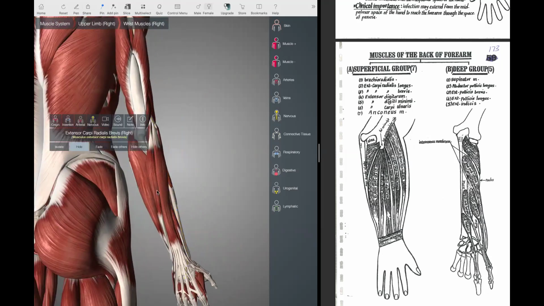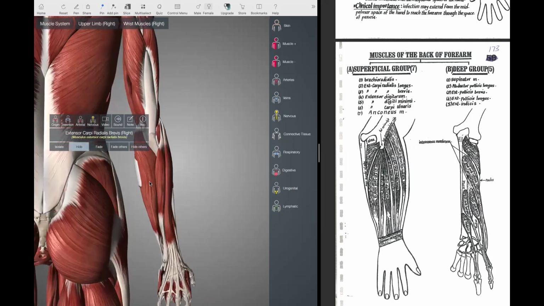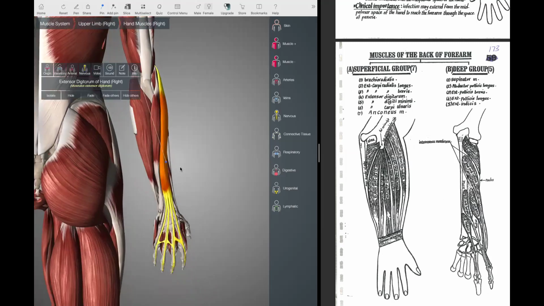Now we have extensor digitorum. Where is it? Give me a second. Here. Extensor digitorum. Just like we have the superficialis and the profundus controlling fist movement of the forearm, this muscle controls extending the four, listen again, the four fingers, 2, 3, 4, not the thumb. Okay? Extensor digitorum of the hand.